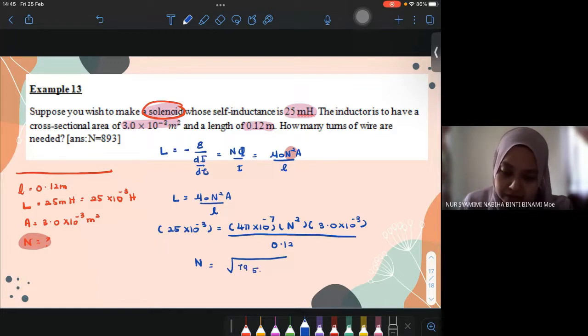795.775, 795, 795. Betul 795.774. Okay, so you square root kan answer, you akan dapat berapakah N? 892.06 turns. Adakah final answer saya ini betul?